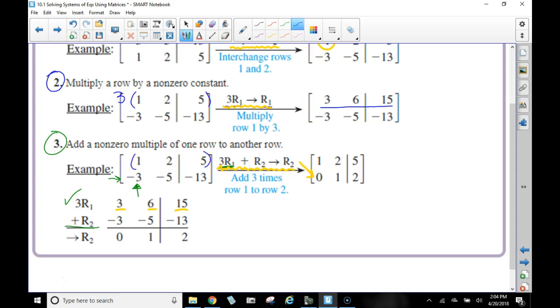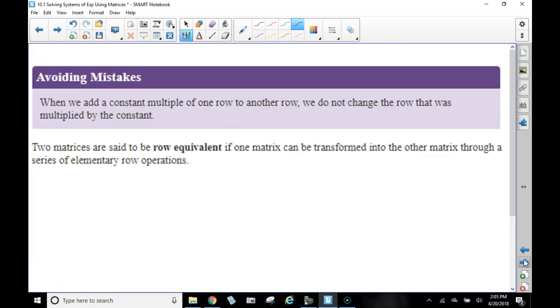Okay, 3 times row 1 would give us 3, 6, 15. Added to just row 2 copied down right here, exact same. And then you add them together to get a new row 2. 3 minus 3 is 0. 6 minus 5 is 1. 15 minus 13 is 2 to get the new row 2. Those are some of our elementary row operations.